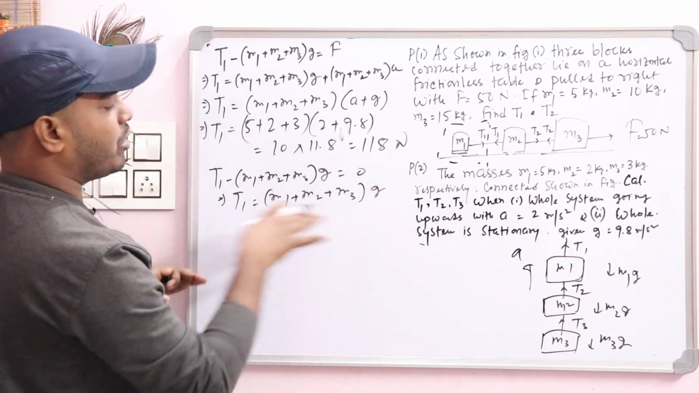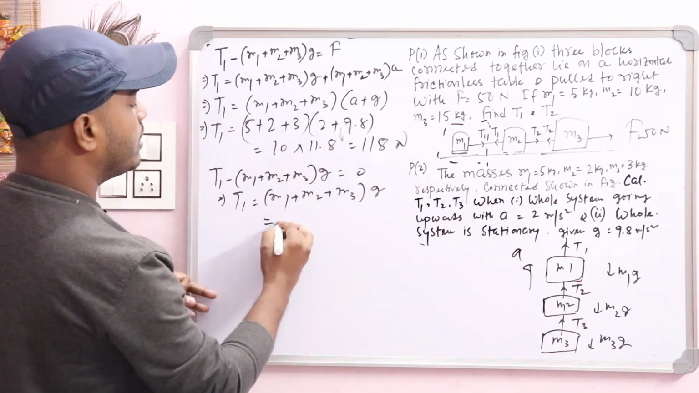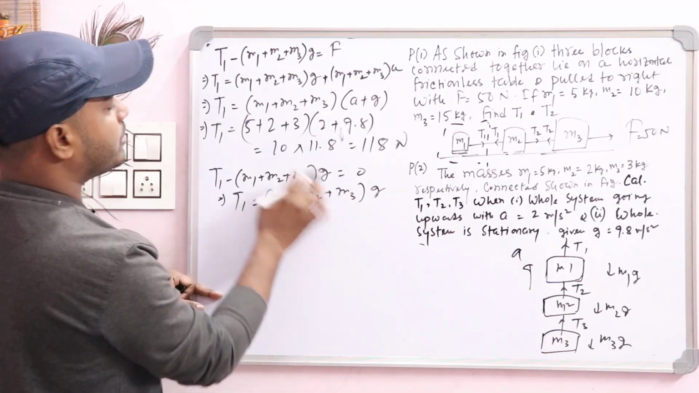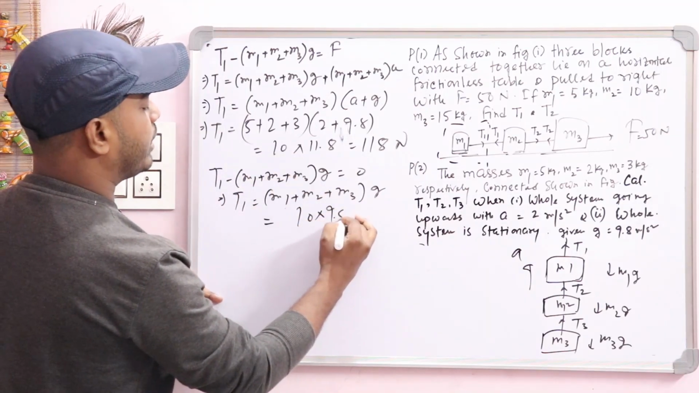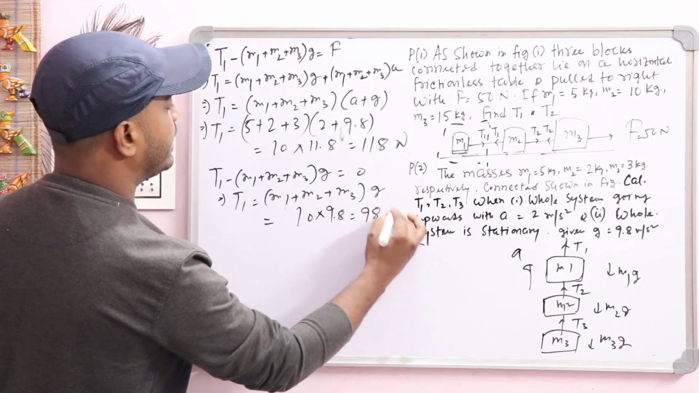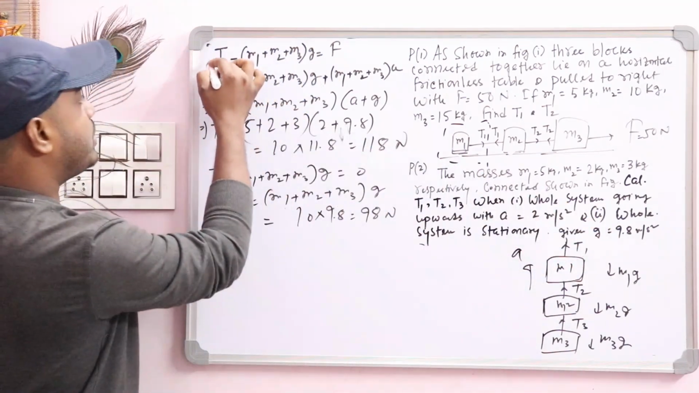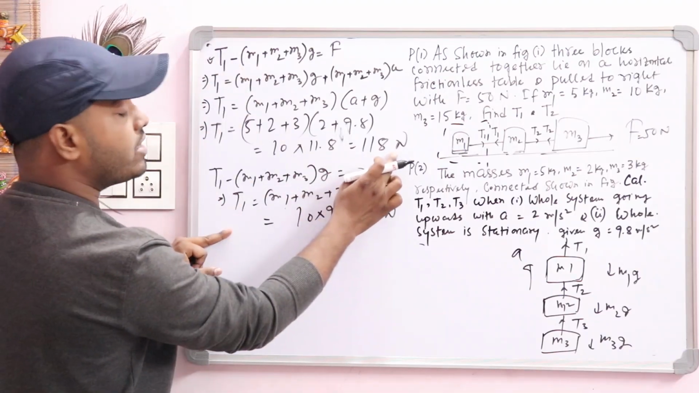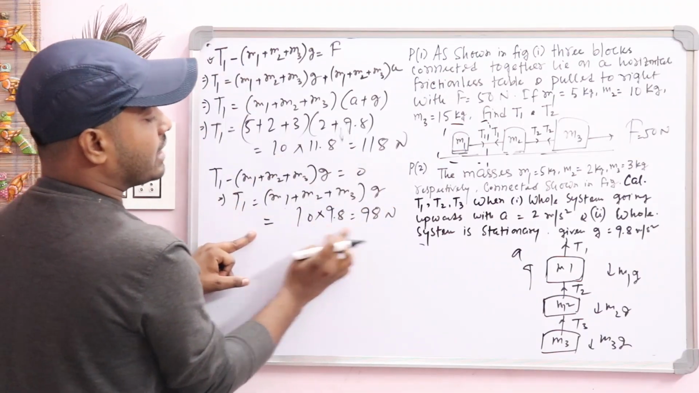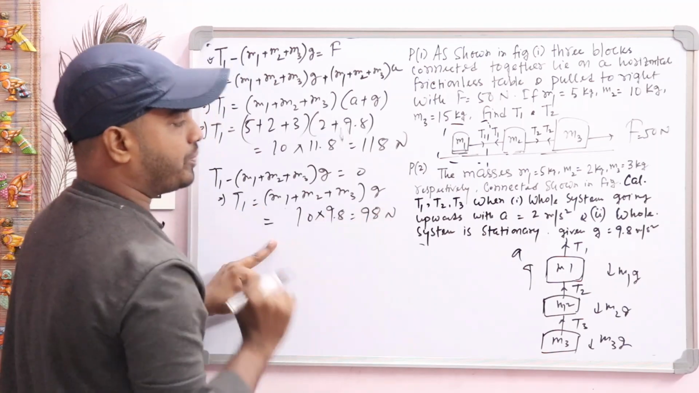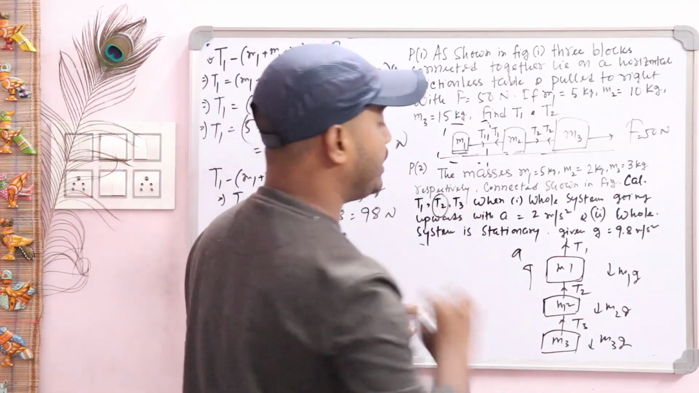Now you just put in the values of M1 plus M2 plus M3, that is 10, and G, that is 9.8. So this answer will be 98 Newton. So this is the answer for the second case. Okay, so the value of T1 for the first case is 118, and the value of T1 for the second case is 98. Now we will find out the value of T2.